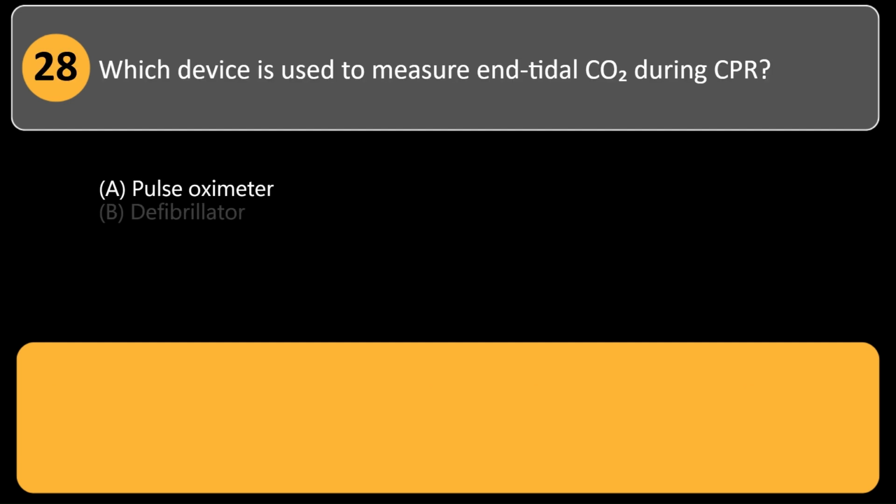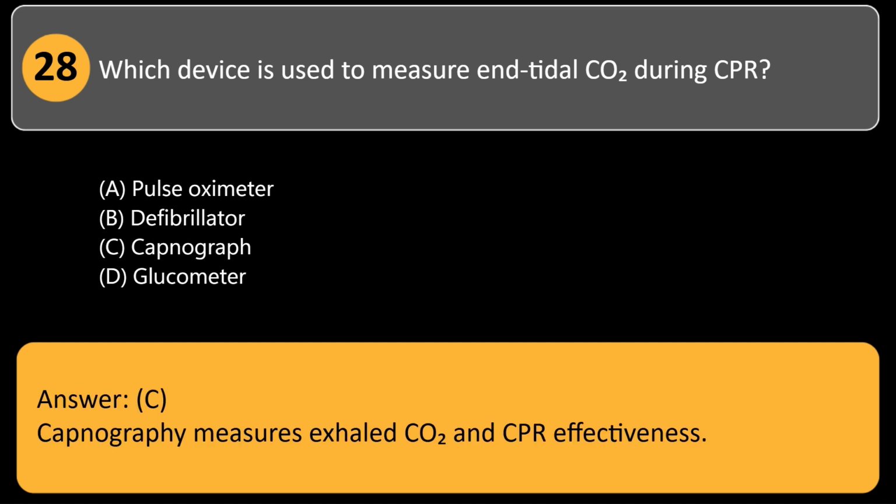Which device is used to measure end-tidal CO2 during CPR? A. Pulse oximeter. B. Defibrillator. C. Capnograph. D. Glucometer. Answer: C. Capnography measures exhaled CO2 and CPR effectiveness.